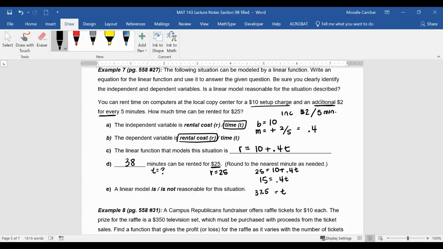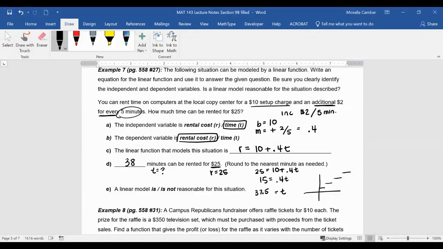However, notice that it says every 5 minutes. Because it says every, this is actually going to be like a step function, meaning it's going to be $10, right? So for the first 5 minutes, and then it's going to be $12 for the next 5 minutes, and then it's going to be $14 for the next 5 minutes, and $16 for the next, and so on, right?